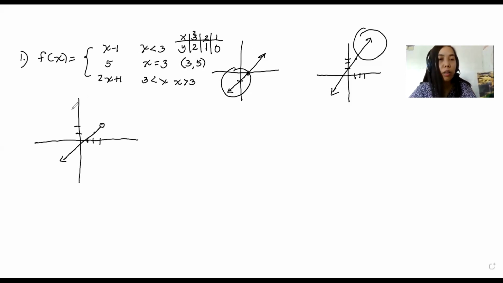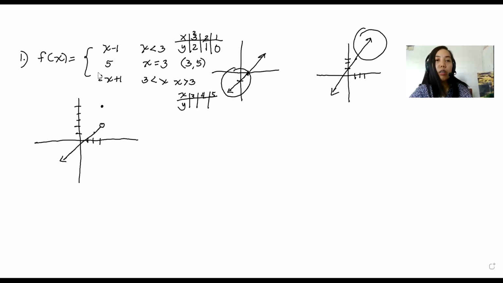And we have a point (3, 5): 1, 2, 3, 4, 5. So when we draw a vertical line, there is only one point that touches the vertical line because this is open. It means that the value of 3 is not included. The third is also a line. So the equation is 2x plus 1 if x is greater than 3. What are those values? 3, 4, and so on and so forth.